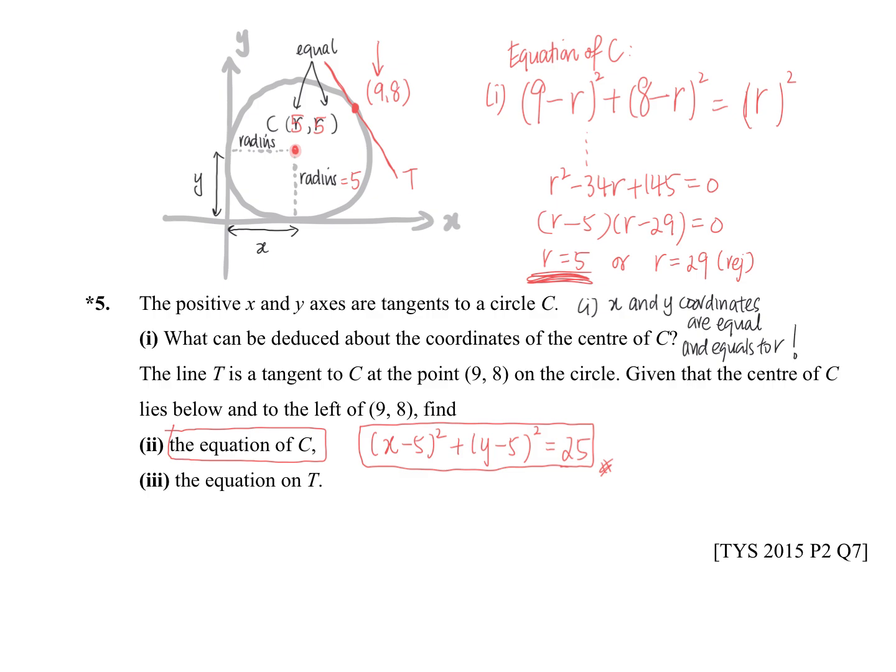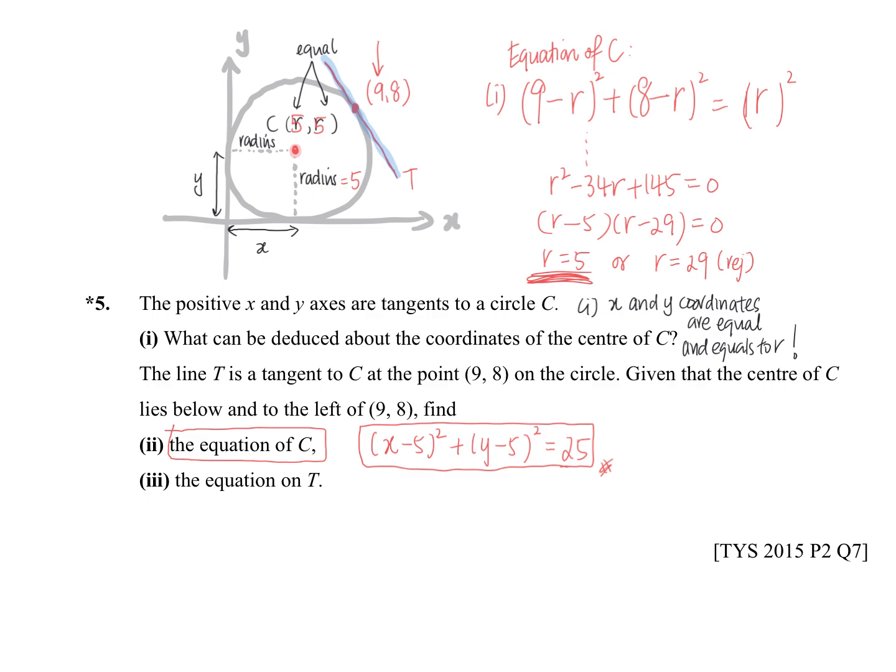Okay, next. I want to find the equation of this tangent line. Which one? Oh, because I need my center to lie below and to the left of (9, 8). So in order to be below and to the left, it must be 5. It cannot be 29. 29 is somewhere here. Yeah. Okay?